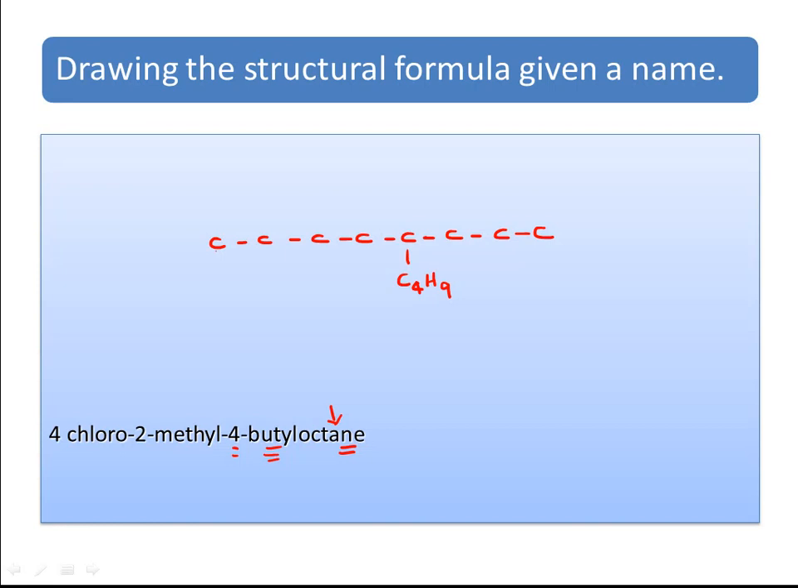And on carbon number 2, this is carbon number 3. Carbon number 2 is this one. That's the one I want. Because I'm counting from this end, guys, going that way, I've got a methyl group there. And on carbon number 4 again, I've got a chloro. Right. And the rest I complete by adding hydrogen atoms to fulfill the bonding capacity of the carbon atoms.